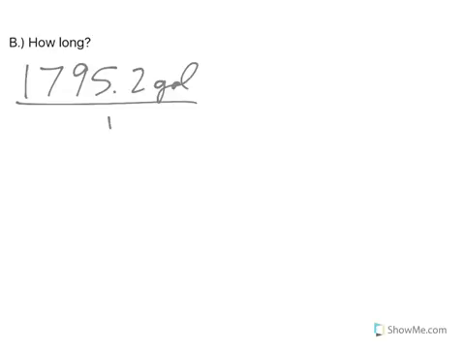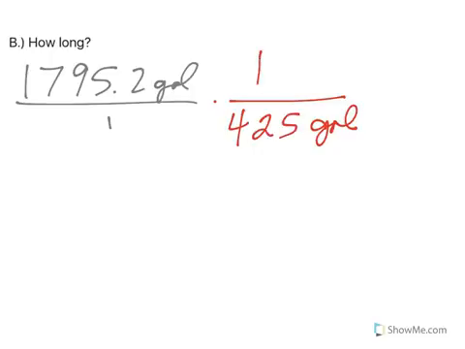Now that leads us to part B, which says how long is it going to take to pump this out? So if I have 1,795.2 gallons of water, and if we want to get rid of gallons, we're going to put it on the bottom. Well, we know that our pump is 425 gallons per hour. So the per implies the division. We can work backwards also here. So that makes my gallons go away. And now because 425 is in the denominator, we're going to divide.